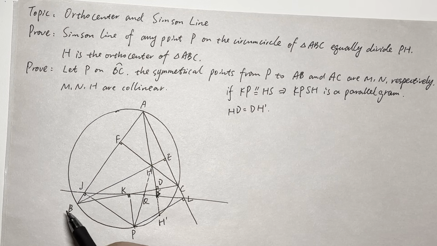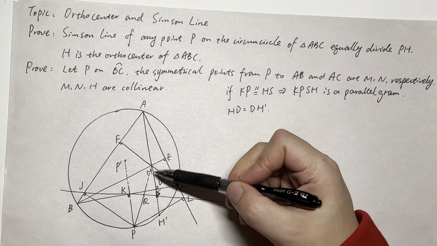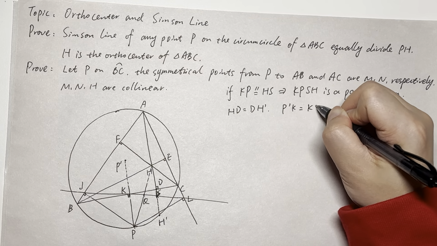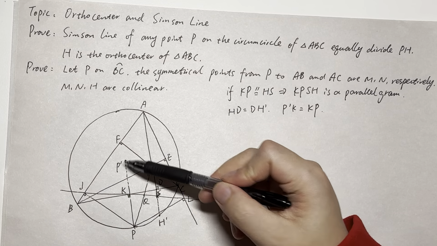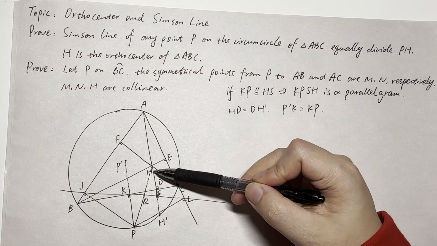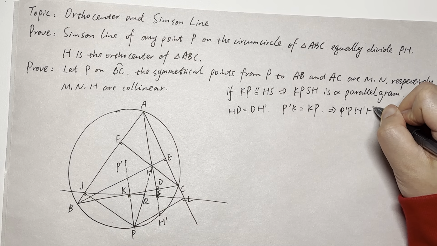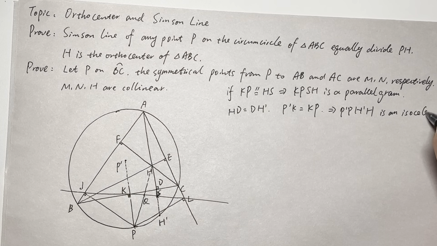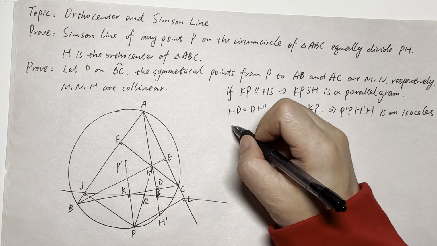Right, let's call this point P prime. And we notice that HD equals DH prime and P prime K equals KP. And both P prime P and H prime H are perpendicular to BC, which means P prime P is parallel to H prime H. This one is an isosceles trapezoid, right?